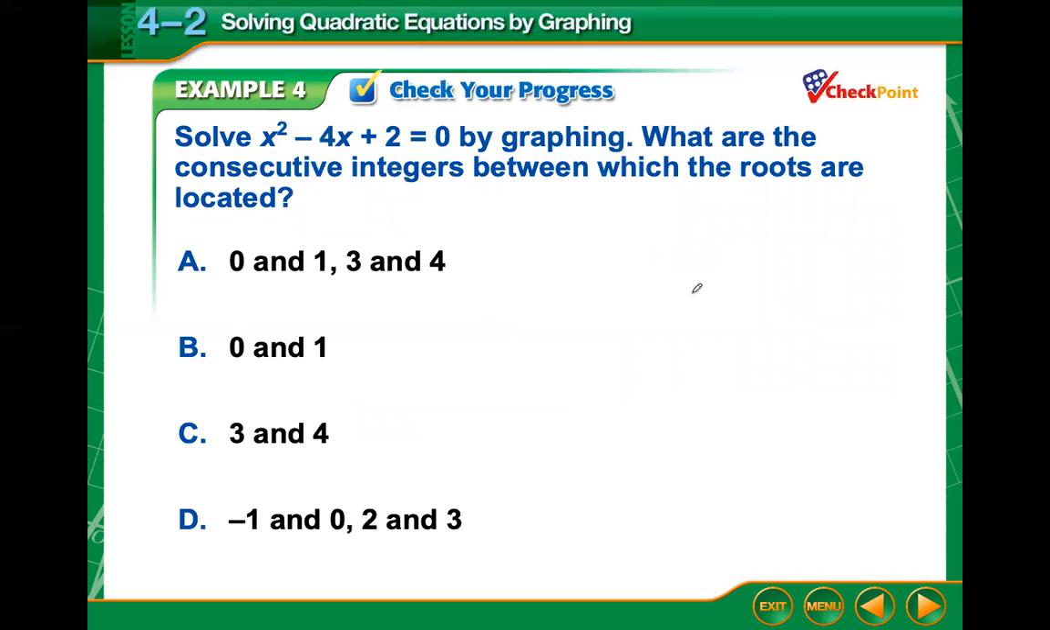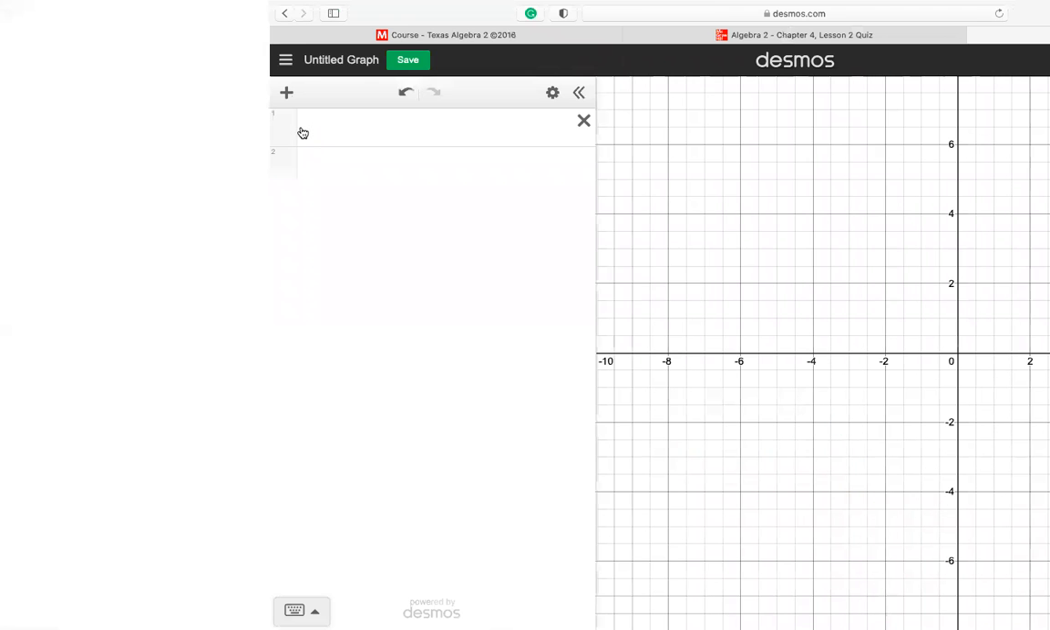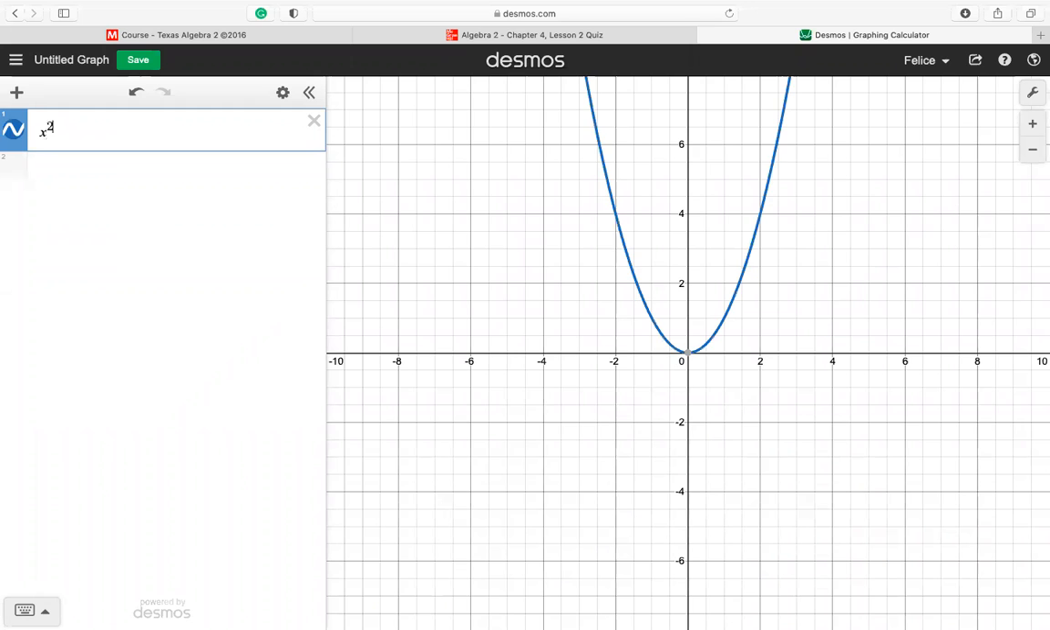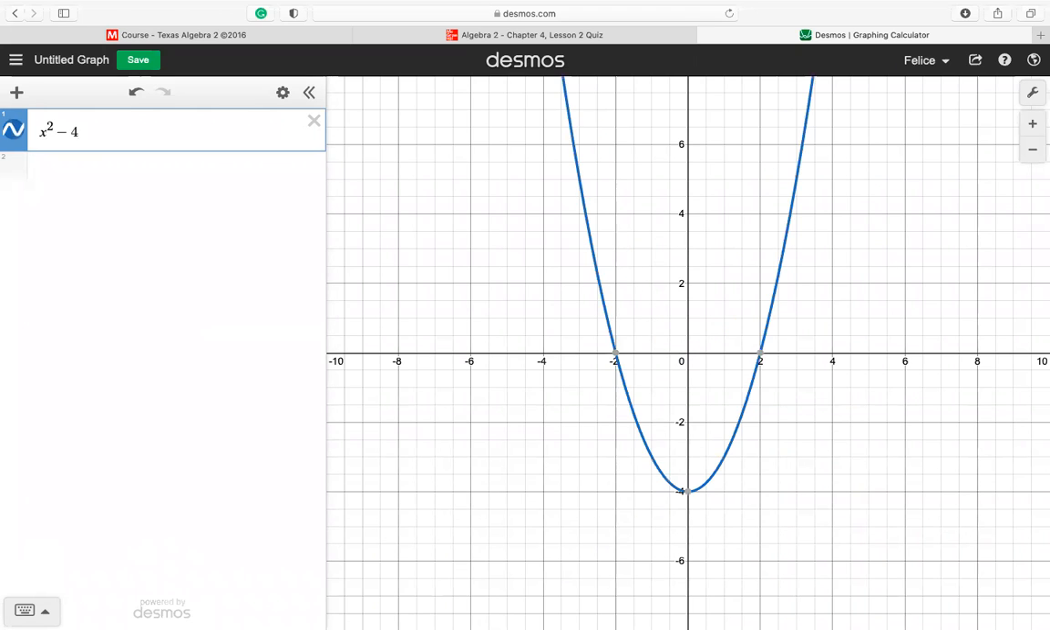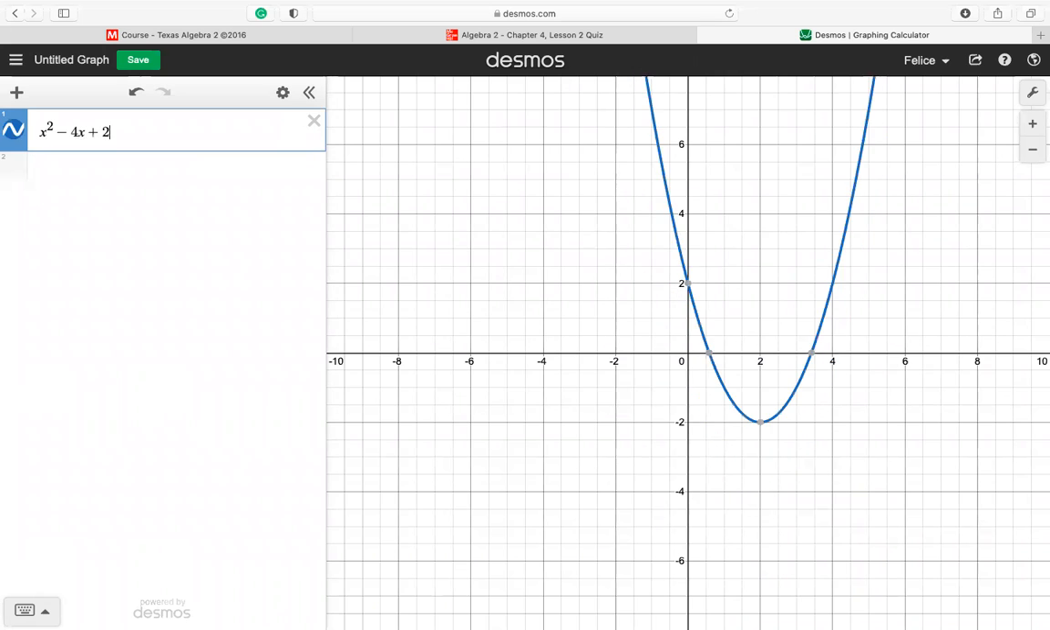So go ahead and solve x squared minus 4x plus 2 equals 0 by graphing. What are the consecutive integers between which the roots are located? All right, so let's go ahead and take a look at this one. We're actually going to use Desmos again for this problem. So we're going to switch over to Desmos, and we're going to graph x squared minus 4x plus 2.